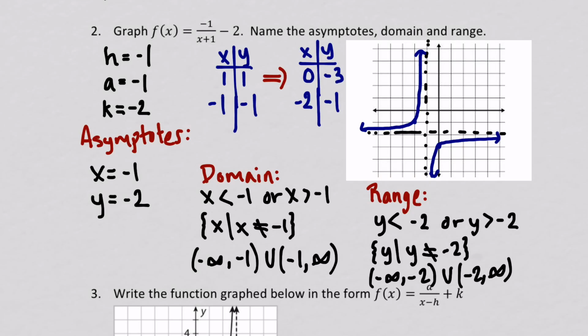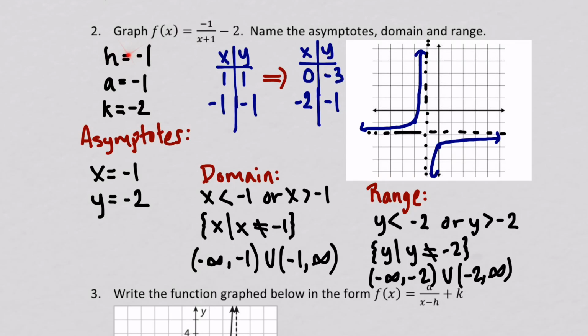Okay, so here is number 2 completed. We're supposed to graph f of x equals negative 1 over x plus 1, minus 2. So I started by finding h, a, and k. H is negative 1, which comes from the x plus 1 here. A is negative 1, which is this number up here, sometimes, like I said, written outside the parentheses. And then k equals negative 2 because of the negative 2 right here.